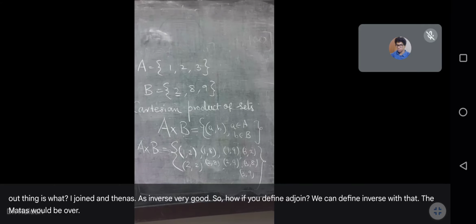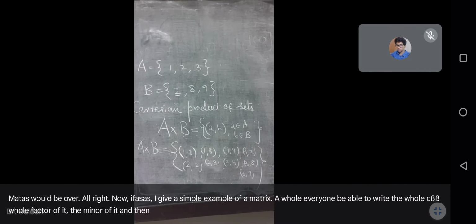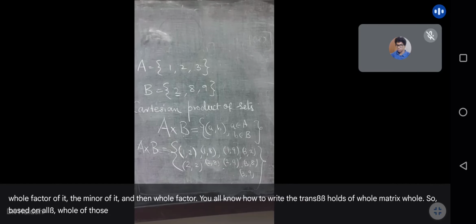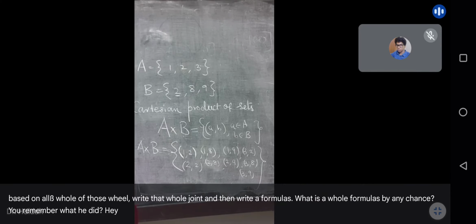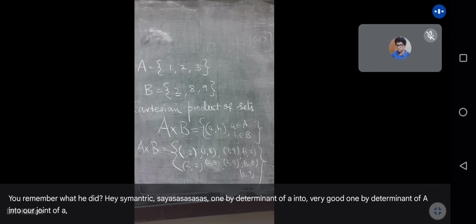All right. Now, if I give a simple example of a matrix A, will everyone be able to write the minor of it, and then the cofactor? You all know how to write the transpose of the matrix also. Based on all of those, we'll write the adjoint, and then write a formula. What is the A inverse formula? By any chance, do you remember what we did? A is a matrix, A inverse is 1 by determinant of A into adjoint of A. So we know how to find the determinant. That also we have done in one of the classes, right?